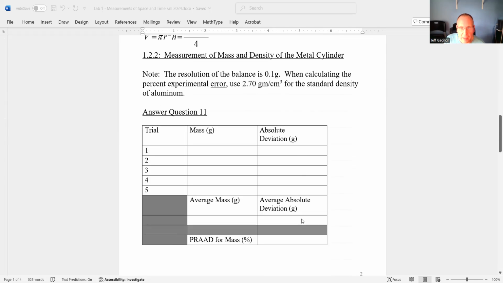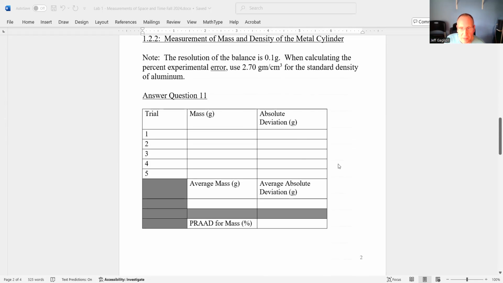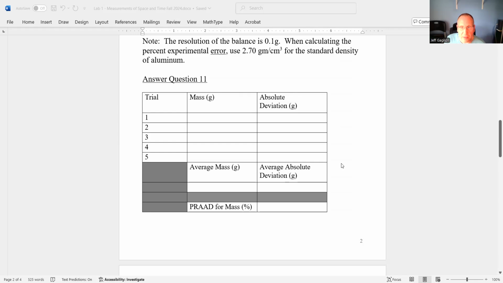Okay, the other thing that we need to measure to calculate density is the mass, right? So we have the volume now in centimeters cubed. Now we need to find the mass of the aluminum cylinder. To do that, we're simply going to mass it on a scale. There's an electronic balance in the lab. It has a resolution, and you've got to be careful here. It's only one decimal place, 0.1 grams.